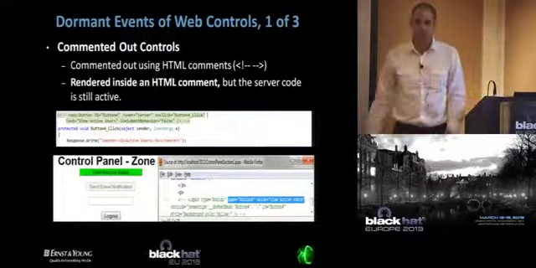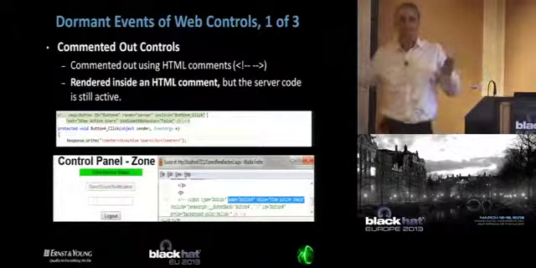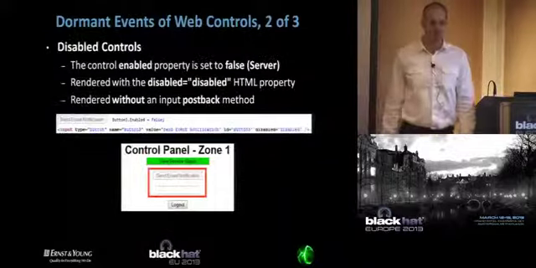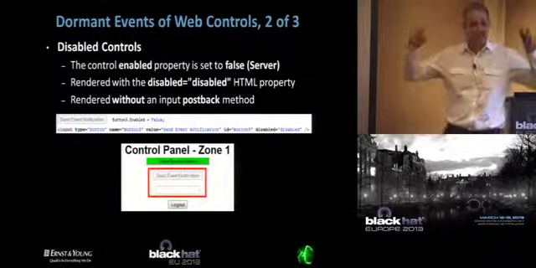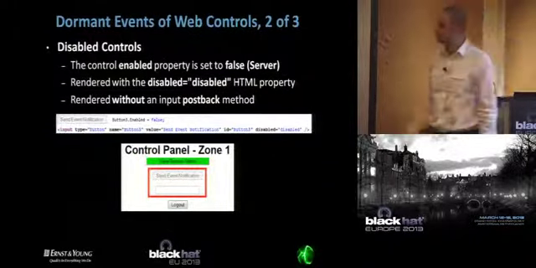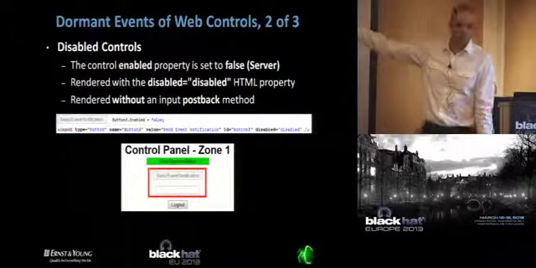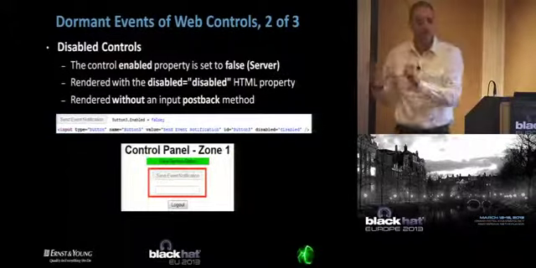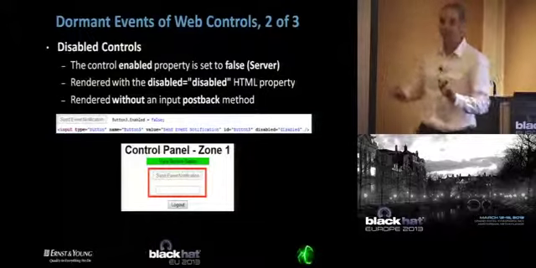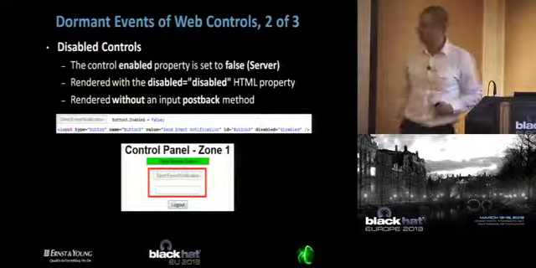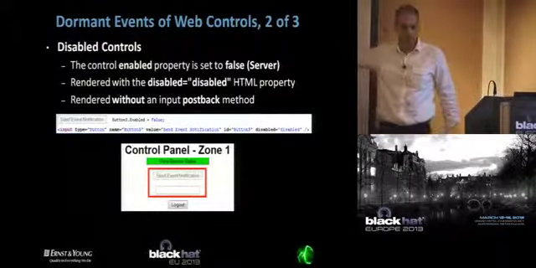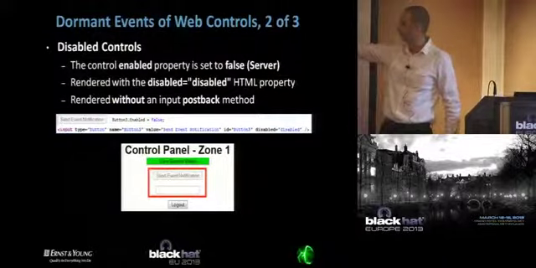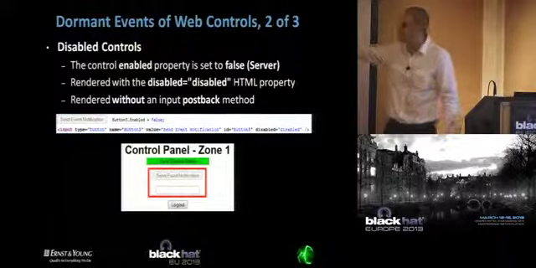The second type is more dormant than invisible. That's a disabled control, and I mean a server-side disabled control. That's generally a control that had the enabled property set to false on the server side. That causes a number of things to happen. A, the control is grayed out. It has the disabled property on the client side, and you can't click it.